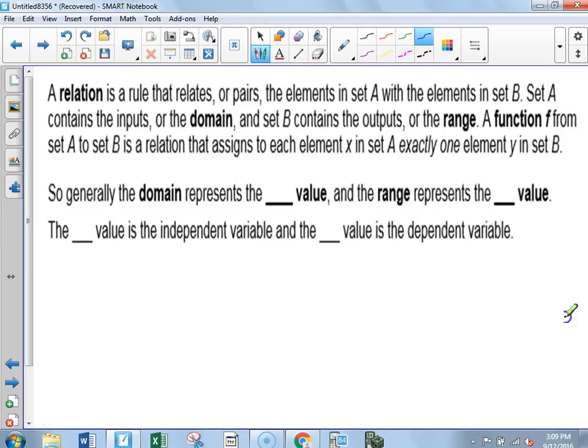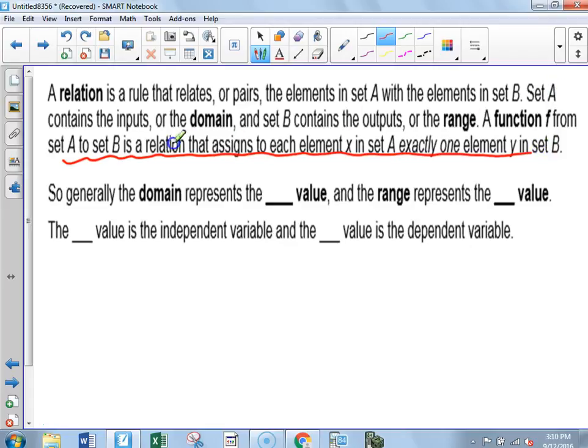Function and relation. Anybody? There used to be a Schoolhouse Rock that had a function junction. I don't know. Anyway, we'll have to look up YouTube for fun. A relation is a rule that relates or pairs the elements in set A with elements in set B. So anytime you're doing something that pairs up something, it's a relation. It's only a function, though, if it assigns each element in set A, or the domain, to exactly one element in set B, or the range.